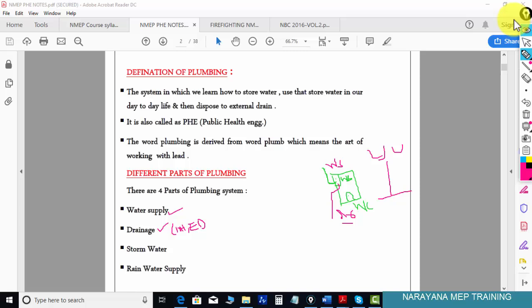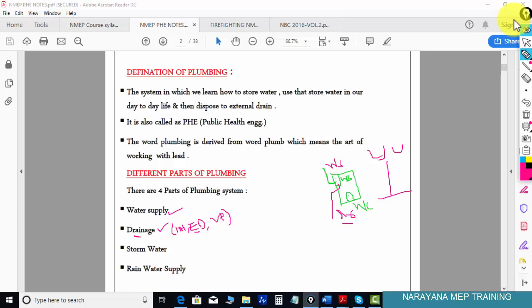You can write it in brackets. Then the vent will also come in this. You give an anti-siphon pipe. Why we give an anti-siphon pipe and why it is required, we will cover in a different topic later. For the time being, just remember this: drainage is divided into internal drainage, external drainage, and vent pipe. Clear?